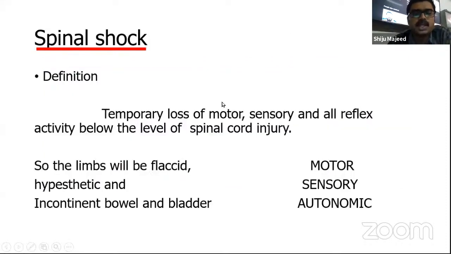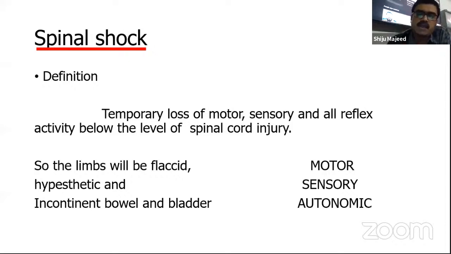Okay. So these are the primary care management, because this is often asked in the university exam. This is the primary care management of a spinal cord injury. Now, another short note that is commonly asked both in orthopedics as well as medicine is, what is spinal shock?